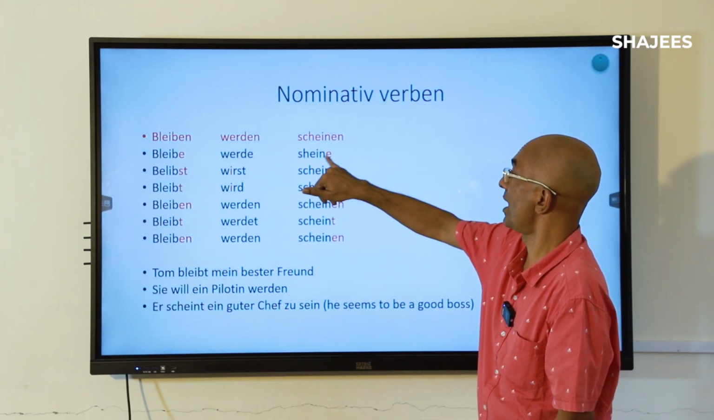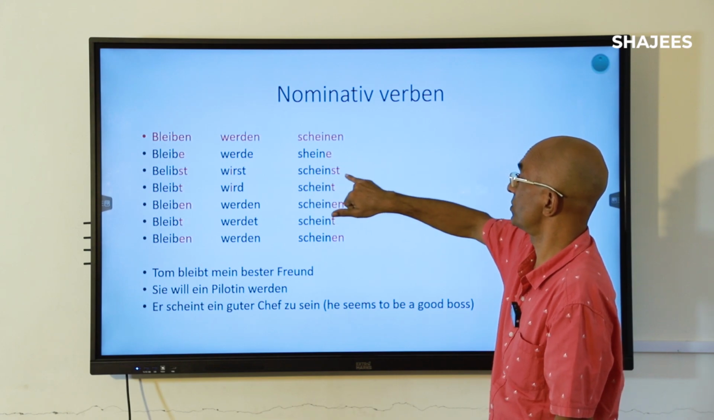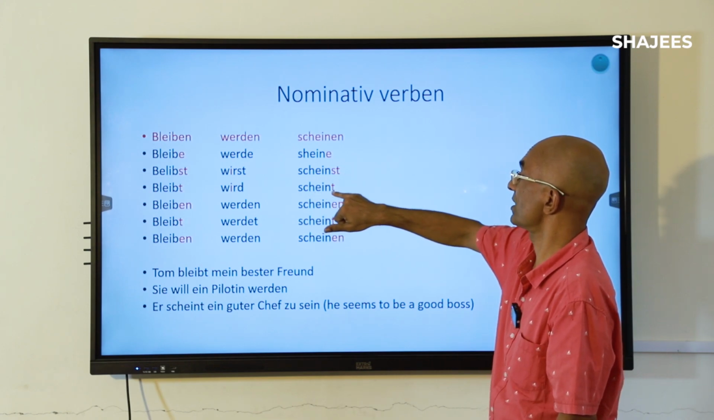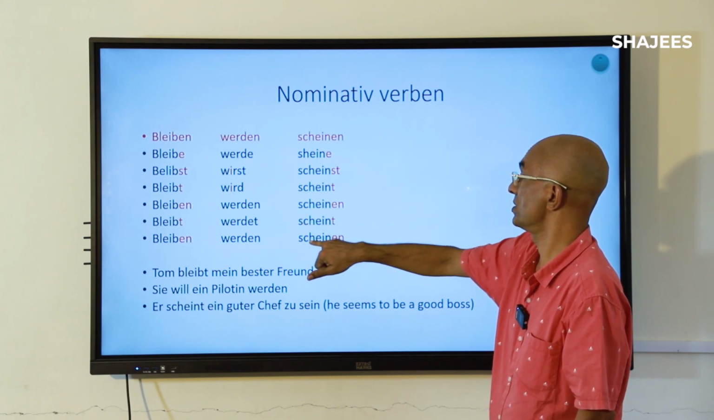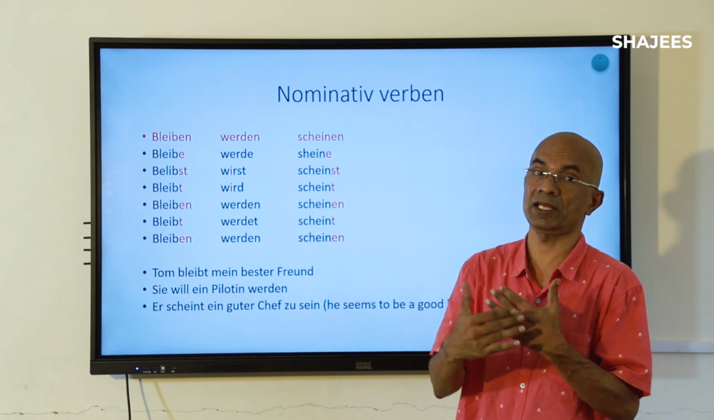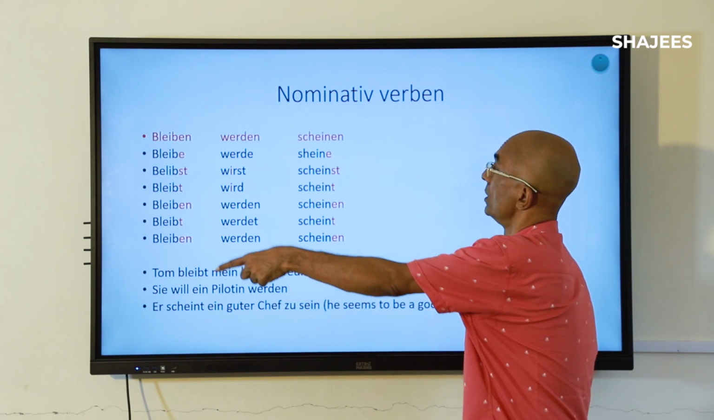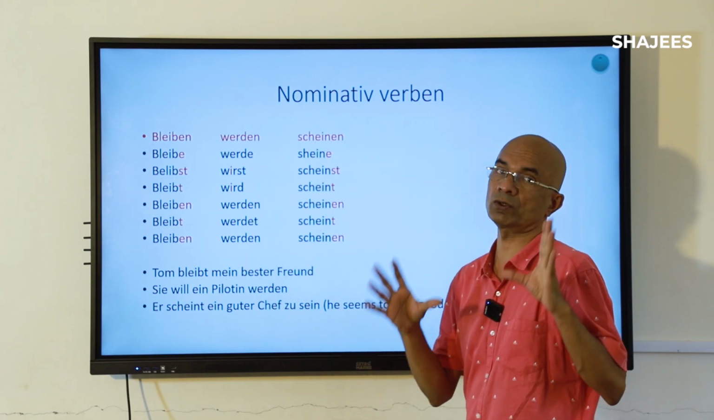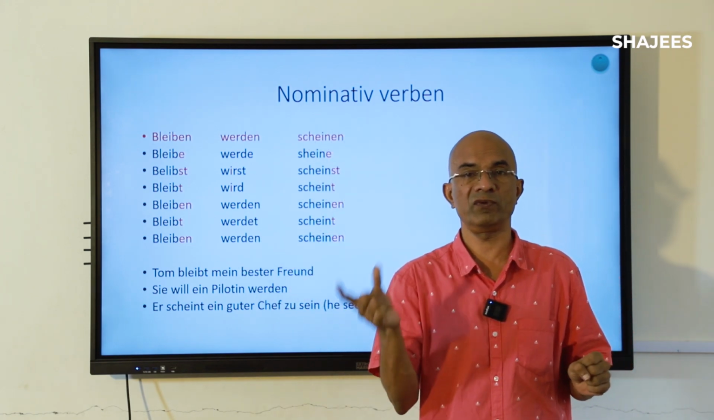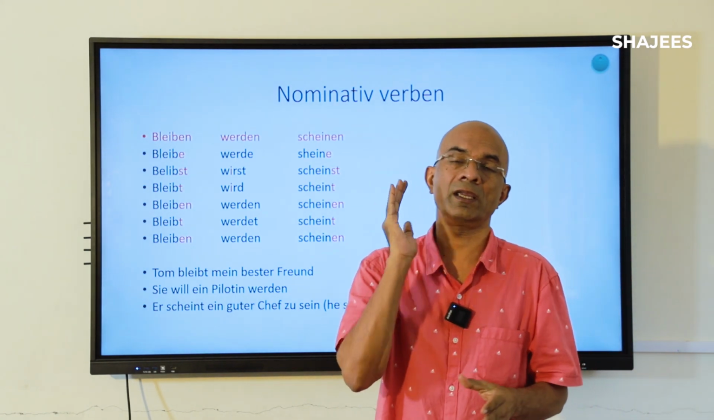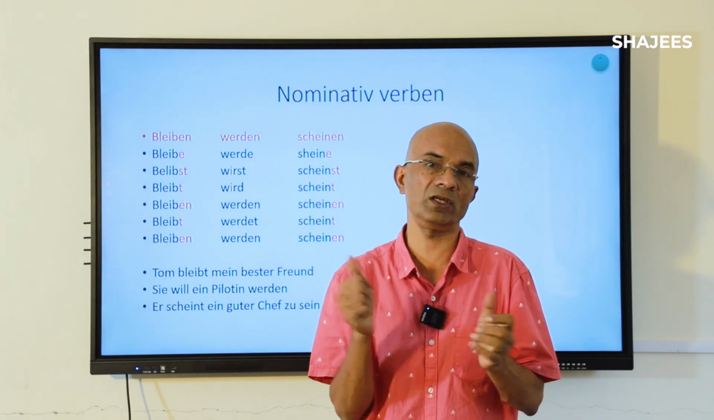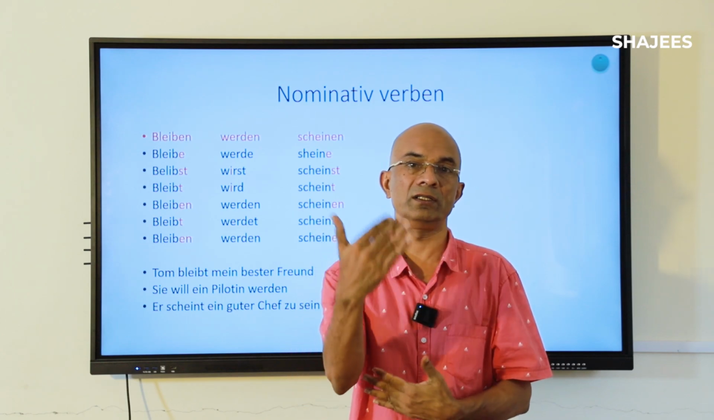Same way, scheinen. Okay, ich scheine, du scheinst. Okay, er/sie/es scheint, wir scheinen, ihr scheint, sie scheinen. Okay, scheinen. So this is the nominative verb and how we conjugate it. Conjugation we have already learned in a previous episode. And if you have doubt, you can go to the structure of verbs in the German language, in Shaji's Easy German or Shaji's Classroom. Then you can learn from that.